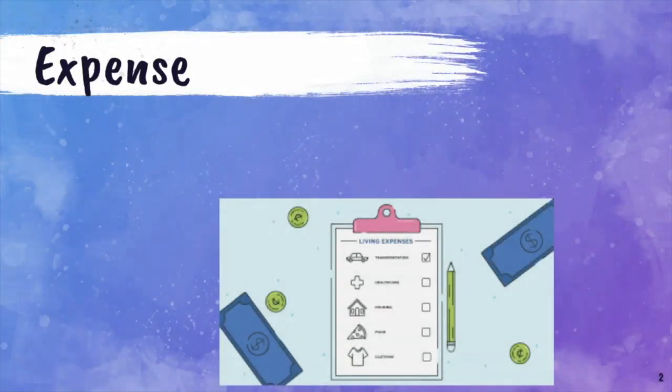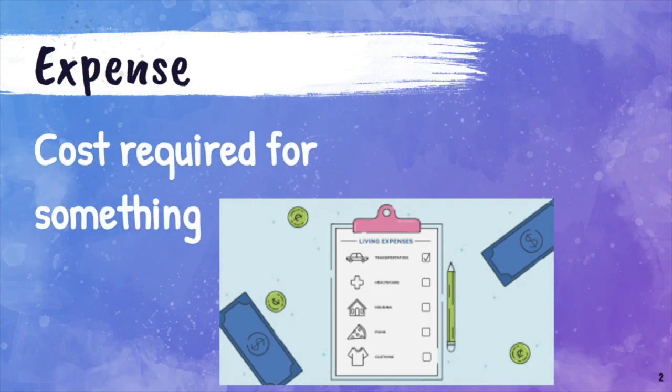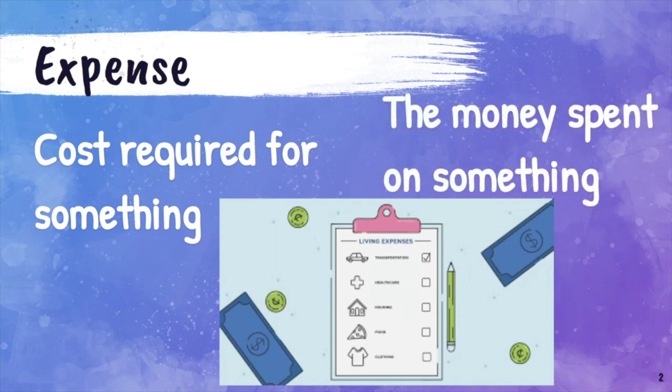I'm here today to talk to you about fixed and variable expenses. So let's jump right into it. An expense is basically the cost required for something, or in other words, the money that you spend on something. Have you ever said, "Ooh, that's expensive"? Yeah, that basically means you're going to spend a lot for it. So an expense is spending money.